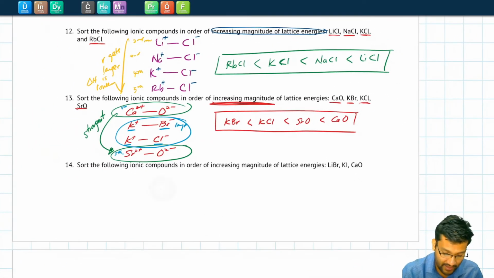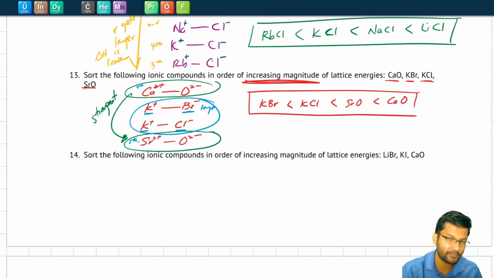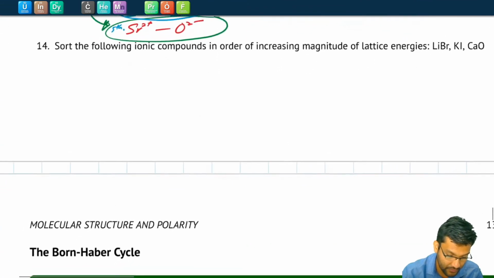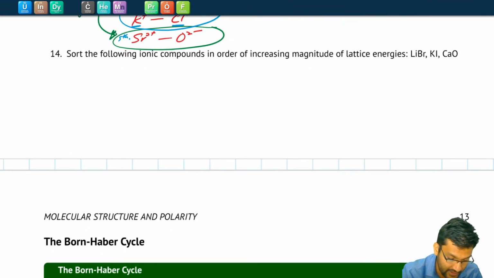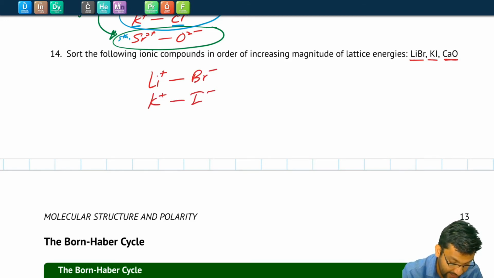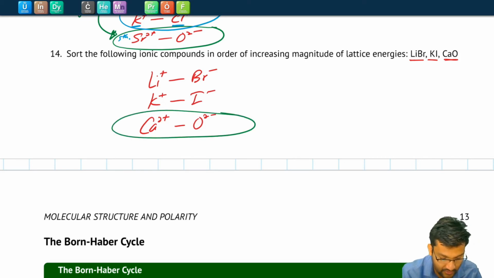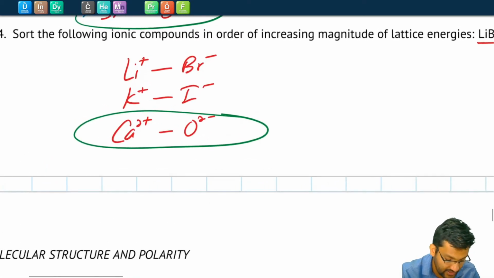See how this works? We're just using these simple ideas to figure out which ionic bond will be stronger than which. Okay, let's look at number 14. Again, if you haven't done it, try doing it by yourself first. We have lithium bromide, potassium iodide, and calcium oxide. So lithium has a +1 charge, bromide has a 1- charge. Potassium has a +1, iodide has a -1 charge. Calcium has a 2+ charge, oxide has a 2- charge. Right away we should be thinking, oh, this one is the strongest. It has a 2+ and a 2-. So now we just need to figure out which one of these two is stronger than the other.